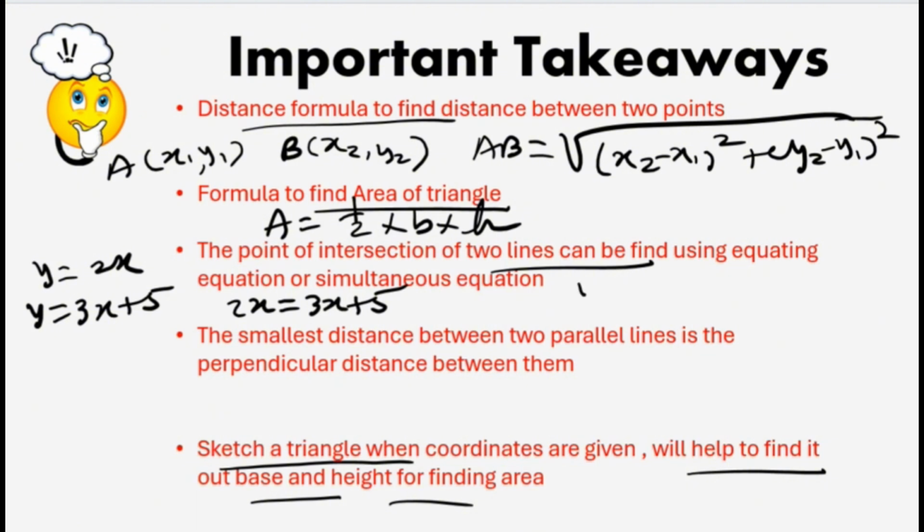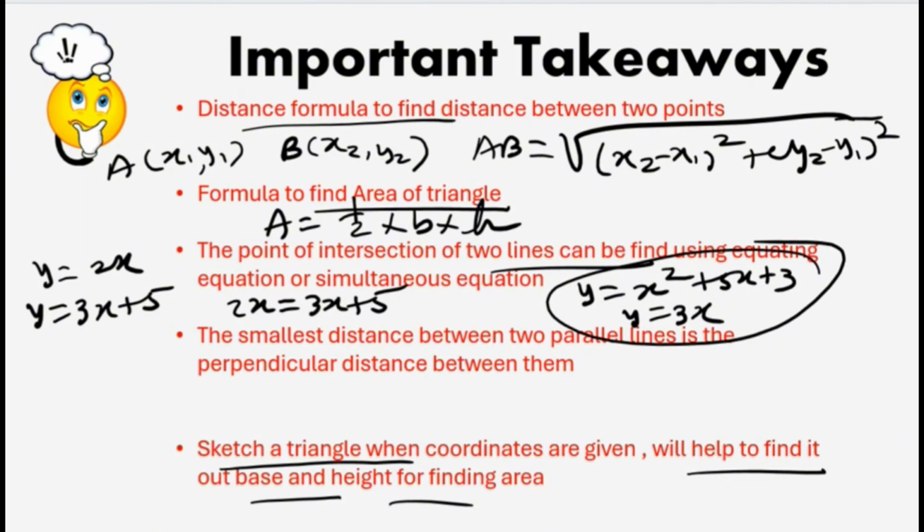Suppose you have a 2 equation, y is equal to x squared plus 5x plus 3. That curve is there. And y is equal to 3x. Then you can use a simultaneous equation to simplify this. Substitute this value in this equation and you can find the coordinate. The smallest distance between two parallel lines, suppose we have two lines L1 and L2, and you have to find the shortest distance between them. You have to find the perpendicular height. That's the shortest distance between these 2 points.